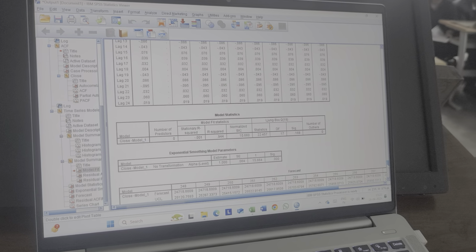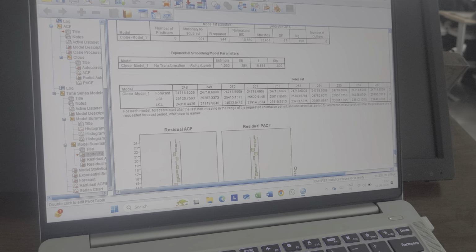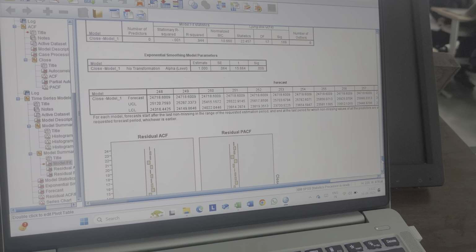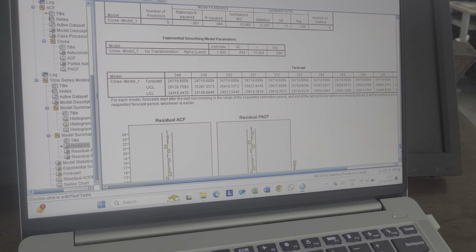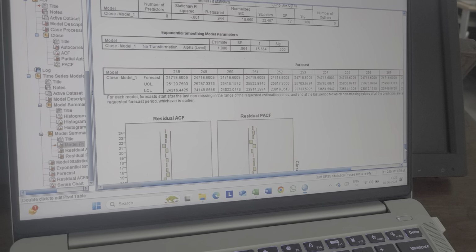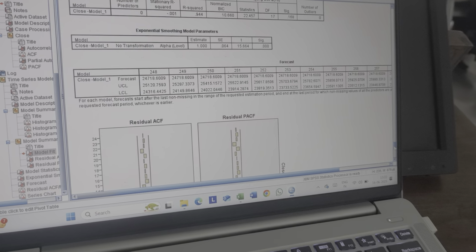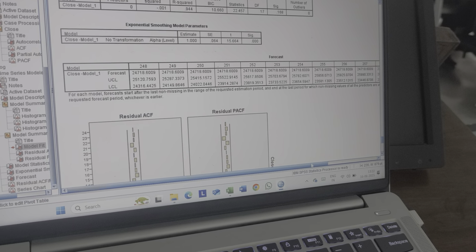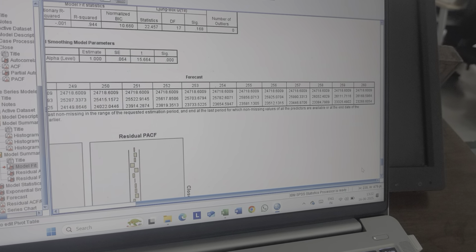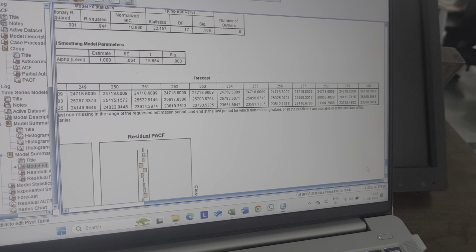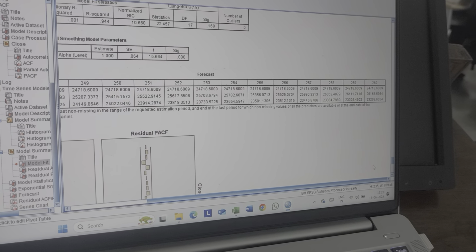See the forecast values. We have data till 247 or 248. 248. So from 248, the last one onwards, values are given till 260, which is what I asked for. I think it has given the next 12 days forecast values. Okay, if you want to see the forecast values, here they are.